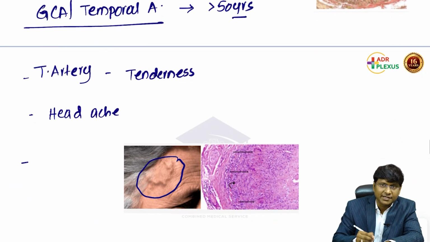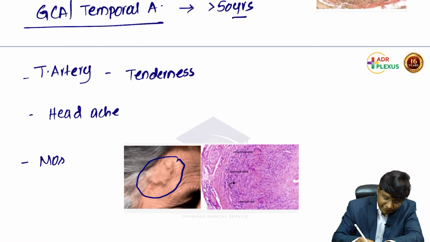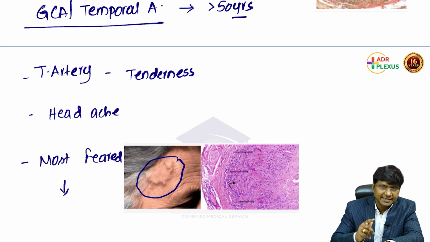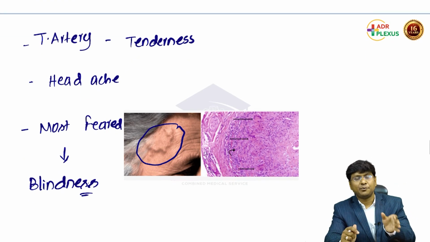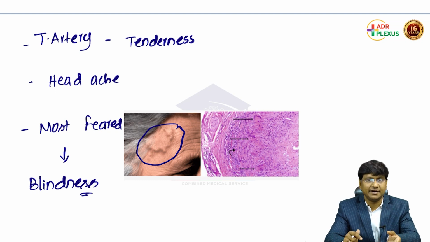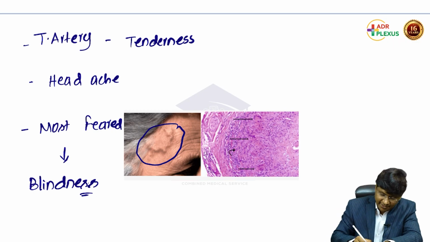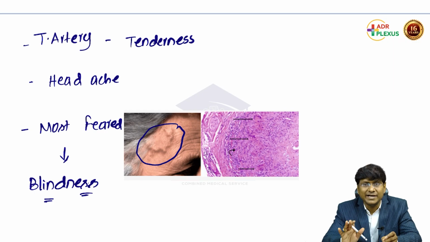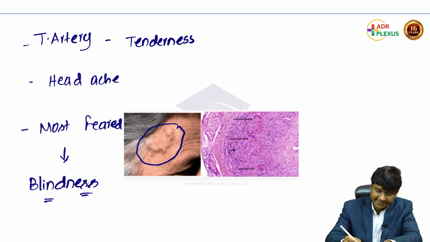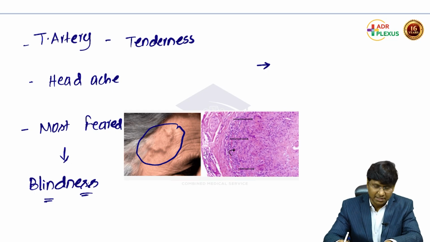And the next important point: the most feared complication in giant cell arteritis is the development of blindness. This blindness is mainly due to the involvement of the posterior ciliary branch of the ophthalmic artery. Due to this involvement, there will be development of blindness, and that too a sudden onset blindness.